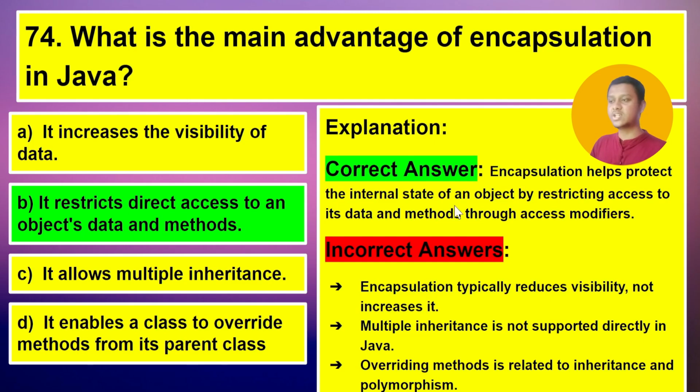You can see in the explanation that encapsulation helps to protect the internal state of an object by restricting access to its data and methods through access modifiers. And all other options are incorrect because encapsulation typically reduces visibility and doesn't increase it. Multiple inheritance is not supported directly in Java, and overriding methods is related to inheritance and polymorphism.